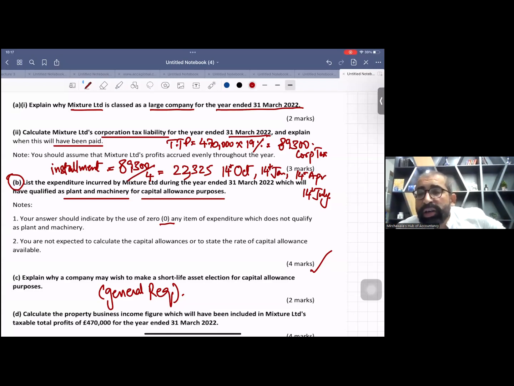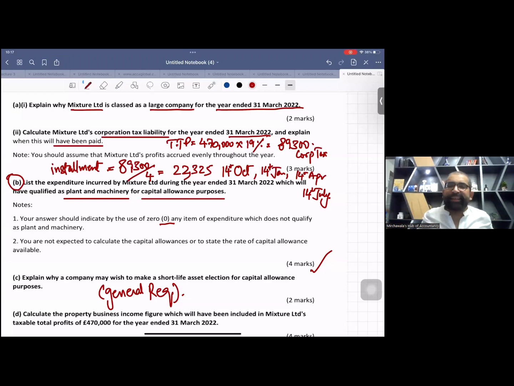And the second thing is short life assets. Short life assets, you have the option to depool. Now tell me, why do we depool? It is written in my notes. I know my notes.